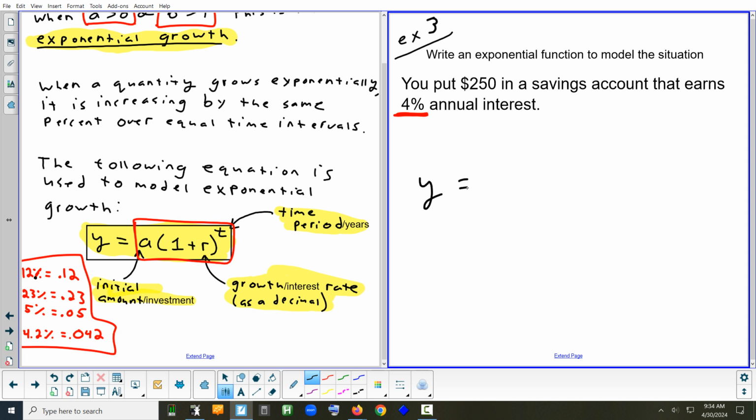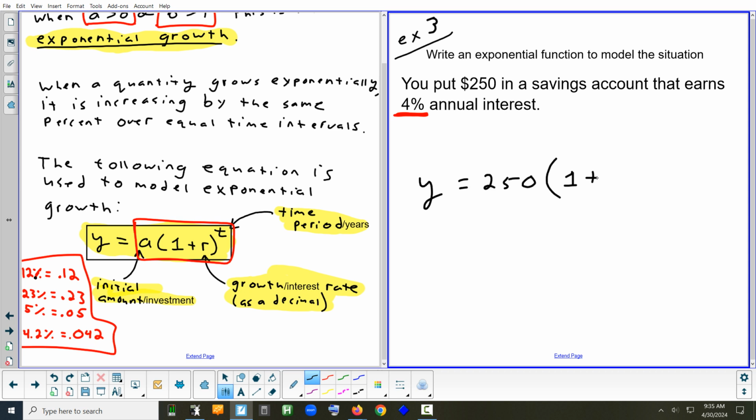In the formula, what's the first thing that comes after the equal sign? The A, and what does it tell us the A is? Initial amount, so that would be 250. It's the initial amount or investment. In this case, it's the $250 that you put in your bank account. So that's your A. What's going to come right after the A? Parentheses. Yes, we put a parenthesis. Next thing after the parenthesis? 1, yep, the 1, the plus.